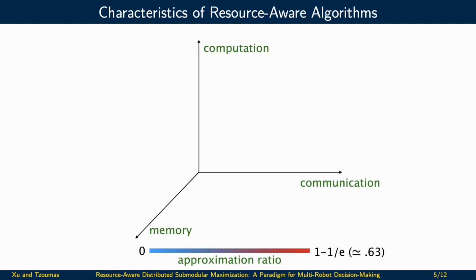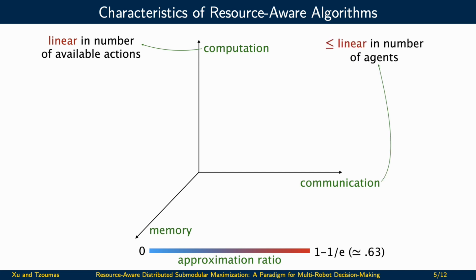So what should a good resource-aware approximation algorithm be like? We think 4 dimensions should be addressed: computational effort, communication rounds, memory usage of messages, and approximation ratio. For computational complexity, we think being linear in the number of available actions is the best we can get, because an agent at least has to scan all of its available actions to find the locally best one. For communication rounds, we say sublinear in the number of agents in general, due to parallelization, is desired, but being linear is also fine in the worst case where parallelization is impossible.